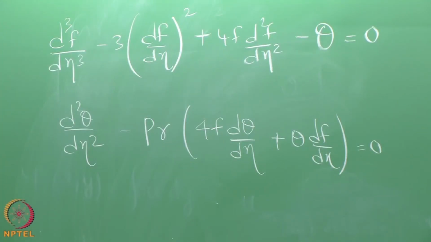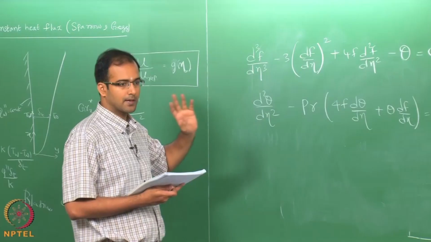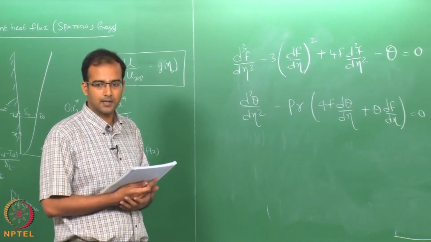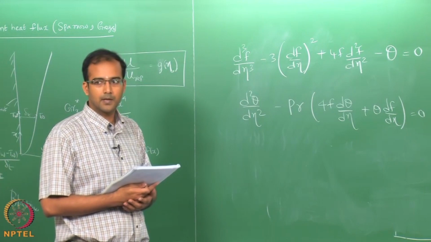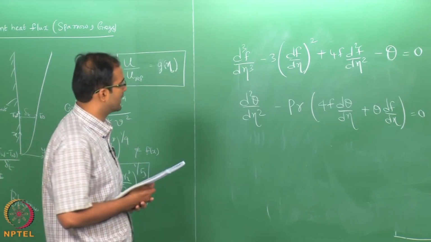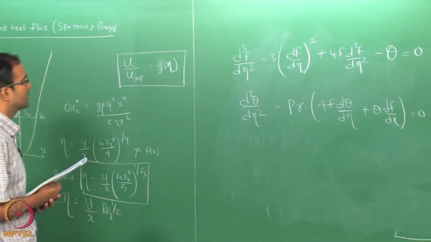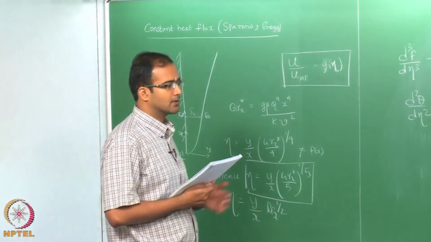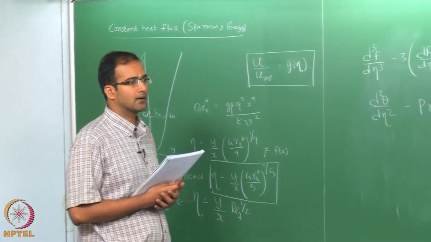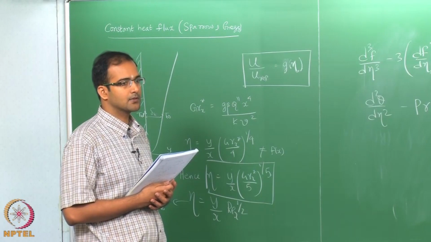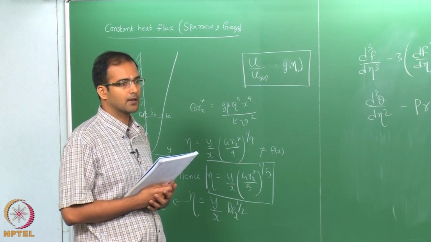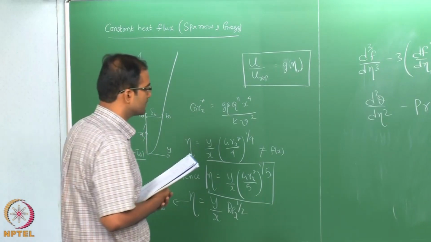Okay, so this is how you finally transform. You can try this at home. The same way that you did the constant wall temperature case, substitute and eliminate the common terms, and this is the final set of equations that you get. Now, we also have to make sure that the boundary conditions have similarity, that means they should not have dependence on x and y. So, how do we do that?